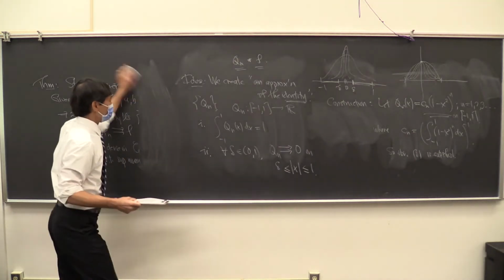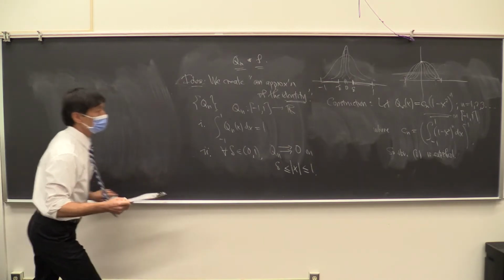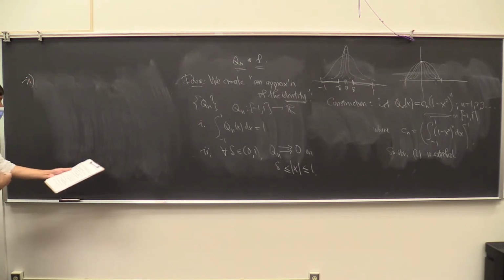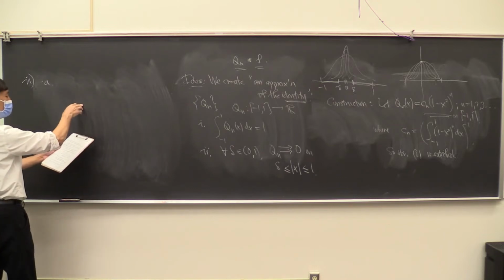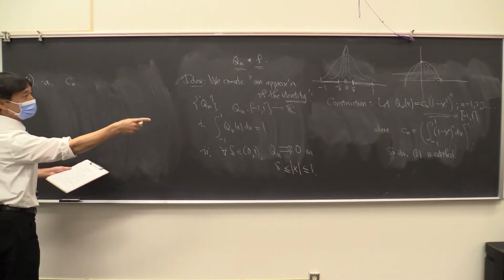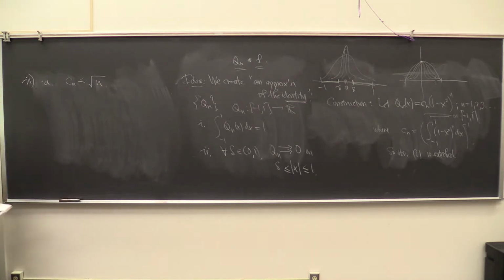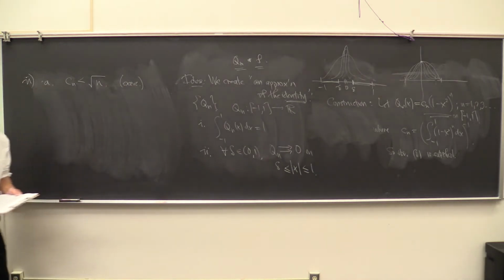Now as for property 2, there's sort of two calculations involved. The first is to see that if you actually calculate that integral, then it's smaller than the square root of n. I just leave that as an exercise. That's a calculus exercise. You just need to integrate that thing.